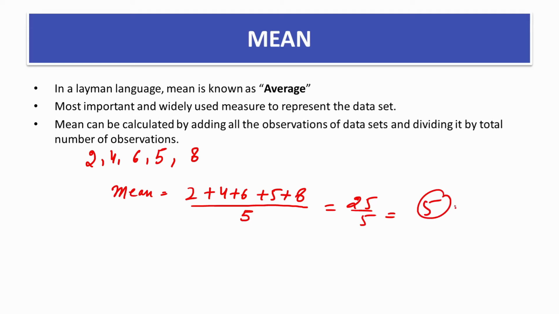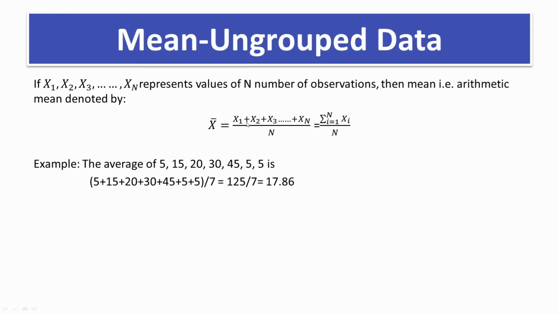So this is the case of ungrouped data, that is simple data. If you have the values x1, x2, x3, up to xn, n number of values, the arithmetic mean can be calculated as x1 plus x2 plus x3 up to xn divided by n, that is the total number of observations, and it is denoted by x bar.